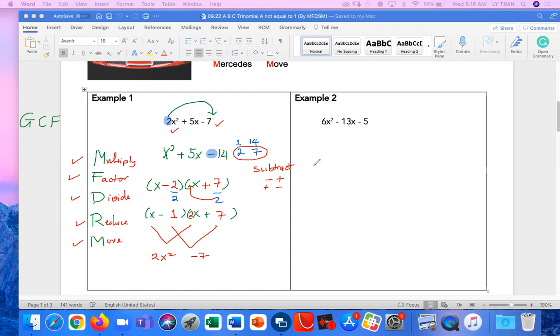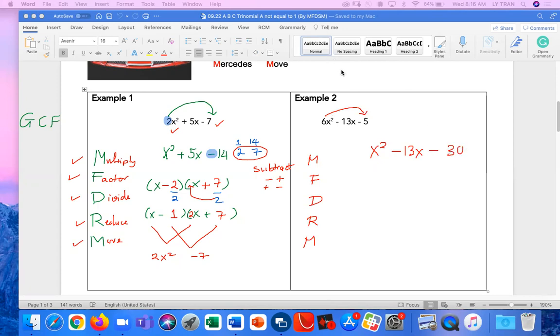So the same steps we're going to do. My father drives a fancy red Mercedes. Okay. So first things first, we're gonna multiply. So this is going to give us x squared. The 6 is gone already. Minus 13x. 6 times negative 5 is negative 30.